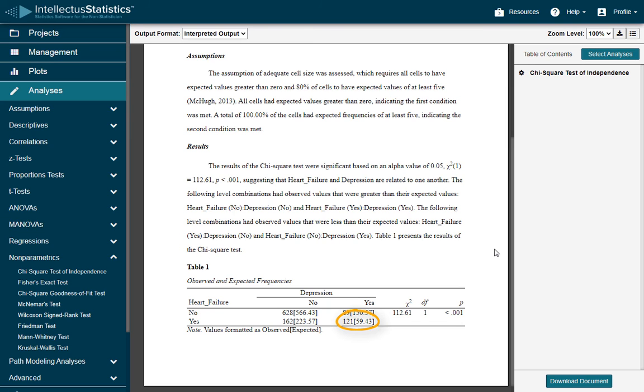In this example, the 121 participants observed to have both heart failure and depression is far in excess of the 59 we would have expected by chance. Note that this doesn't mean that either of the two conditions causes the other, just that they are not independent of one another.